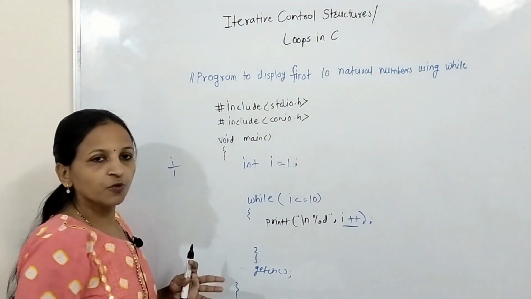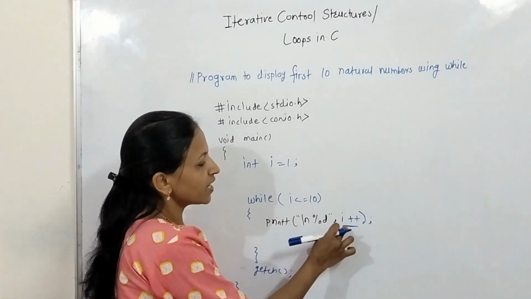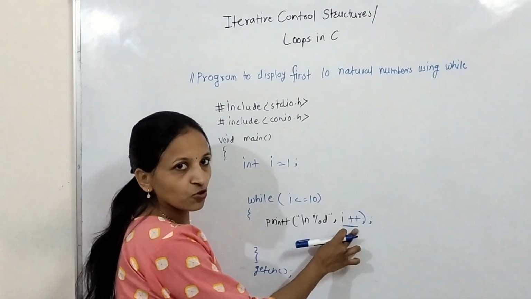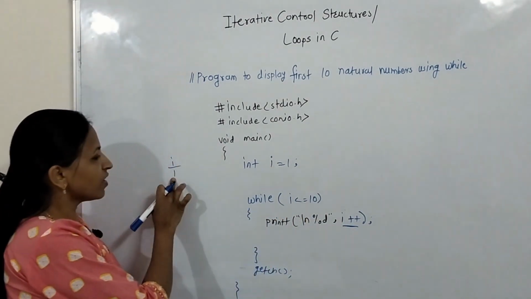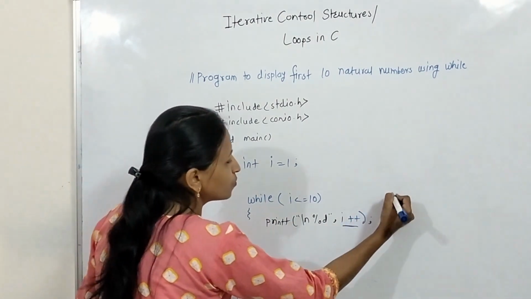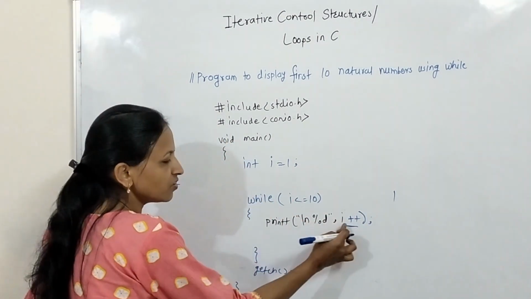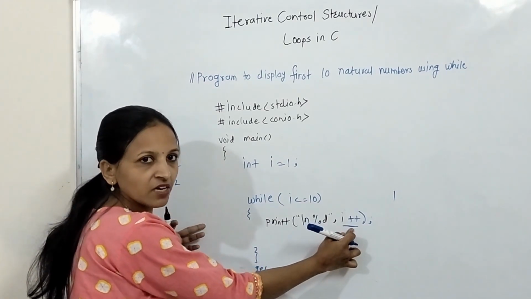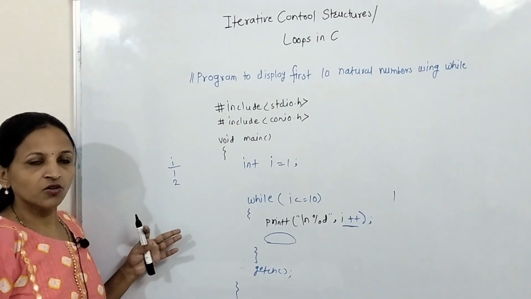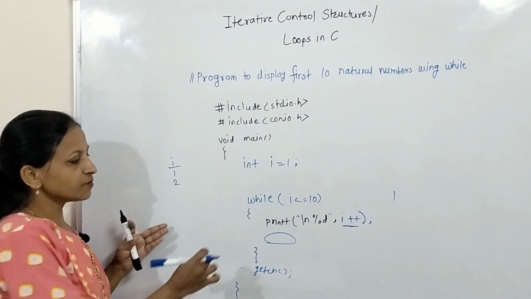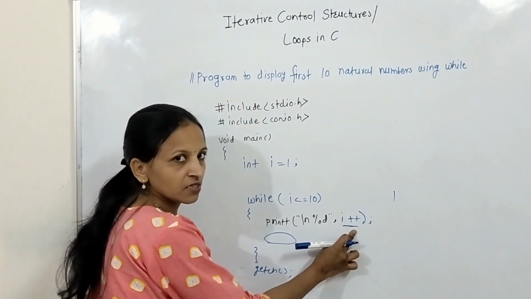This is nothing but post-increment, meaning first the value of I gets used and then that value of I is incremented by 1. Here the value of I, 1, will get displayed onto the output screen, and then the value of I will become 2. Here we are modifying the value of that counter variable, that's why there is no need to write it again here. You can skip that update expression if you have written I plus plus here also.